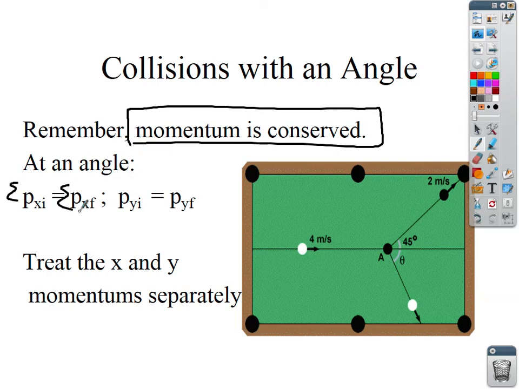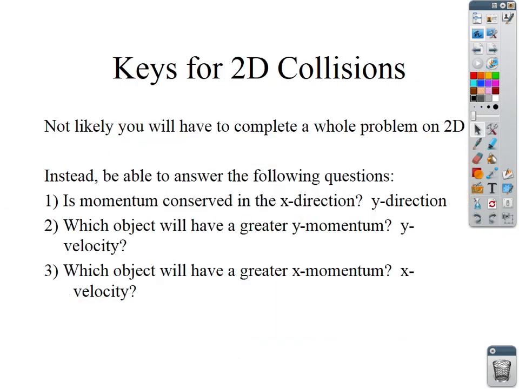At an angle, the sum of the initial x momentums, the horizontal momentums, must equal the final horizontal momentums. The sum of the initial y momentums must equal the sum of the final y momentums. We do have to treat them separately, just like when we did with projectiles. But before you start freaking out about this, it is highly, highly unlikely. I haven't seen one yet in any of the years they've done AP Physics 1 where you have to complete the entire 2D problem or calculate everything.